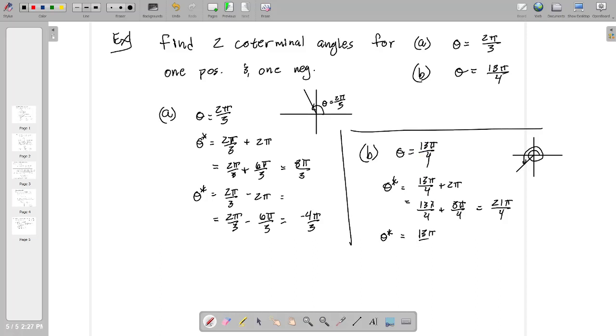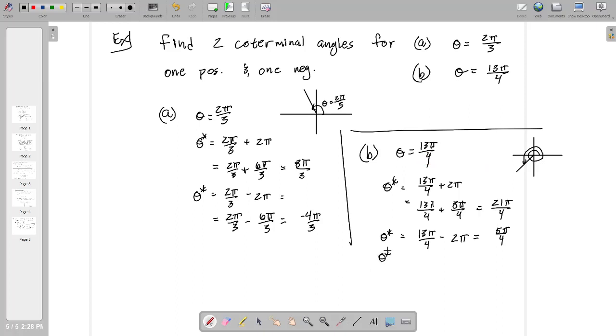We do 13 pi over 4 minus 2 pi now. We're subtracting a full revolution, just like we did before. This is the same thing as 13 minus 8 pi over 4, remembering that 2 pi is the same thing as 8 pi over 4. So we have 13 minus 8 will give us 5 pi over 4. Now, is this a negative angle? No. So we actually didn't need to add 2 pi to get a coterminal positive angle. We could have subtracted 2 pi as well and still gotten a positive angle, just because of how large 13 pi over 4 actually is. But it doesn't matter.